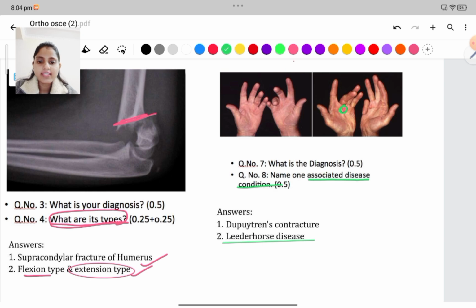In Dupuytren's contracture, there is the contraction of the ulnar side of the palmar aponeurosis, DUP. So the ulnar side of the palmar aponeurosis gets contracted. Here we can see this is getting contracted.